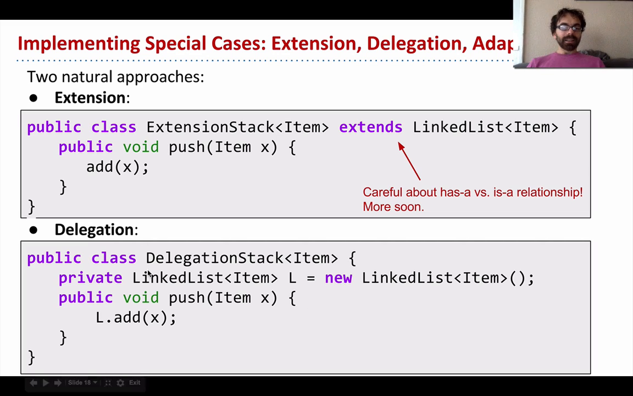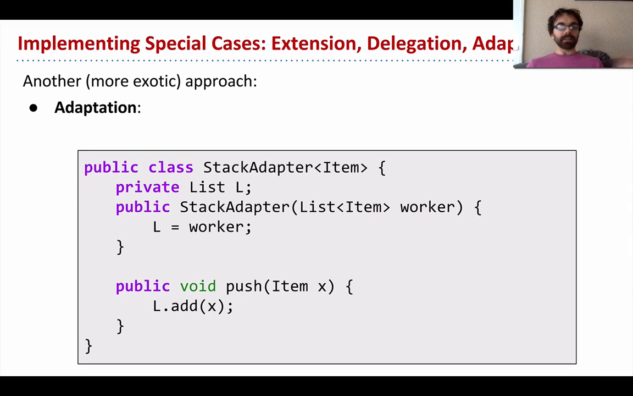Okay? So that's extension. We extend the class. In delegation, we have a secret employee of sorts that lives inside of our stack object, and it does all the real work. And then there's one more approach, which is a little more exotic. Okay? So in this approach, if someone wants to actually use an adaptation-based stack, here I call it a stack adapter, how it works is if someone wants to create a stack adapter, they have to provide me with a list.